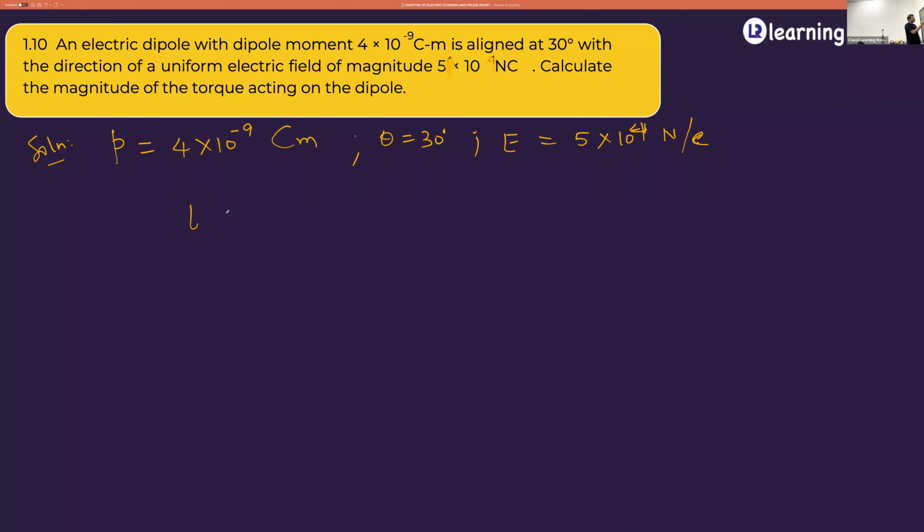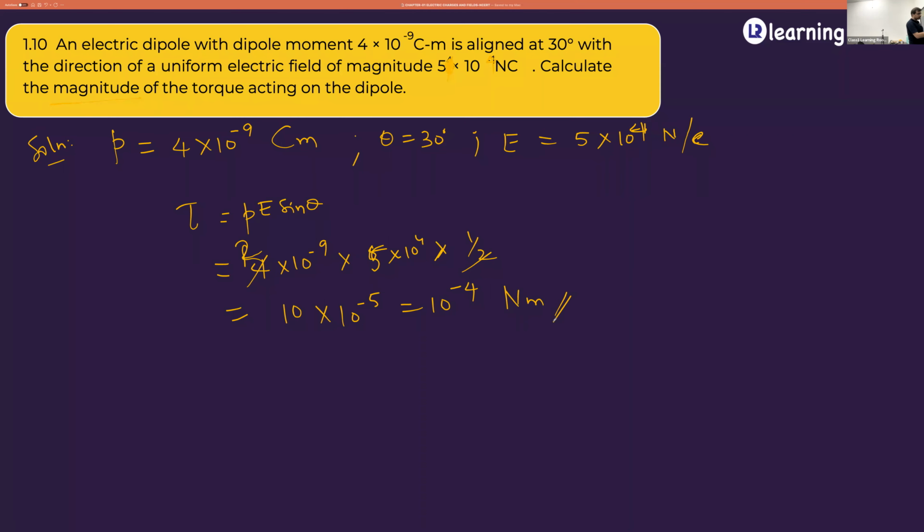Plug in the values. Torque is equal to P sine theta. They're asking only the magnitude. So P is 4 into 10 power minus 9, into E which is 5 into 10 power 4, into sine 30 which is half. Cancel this, so this will be 2. So 5 into 2 is 10 into 10 power minus 5, which is 10 power minus 4 Newton meter. Clear with this?